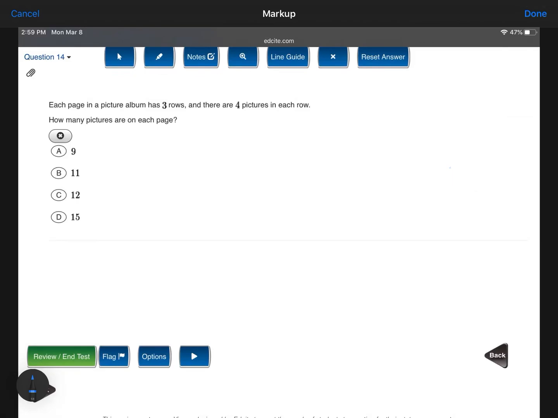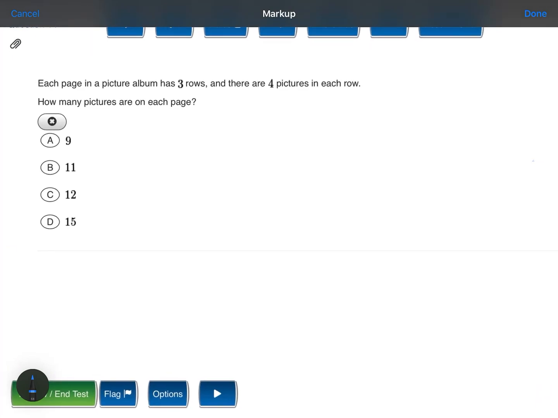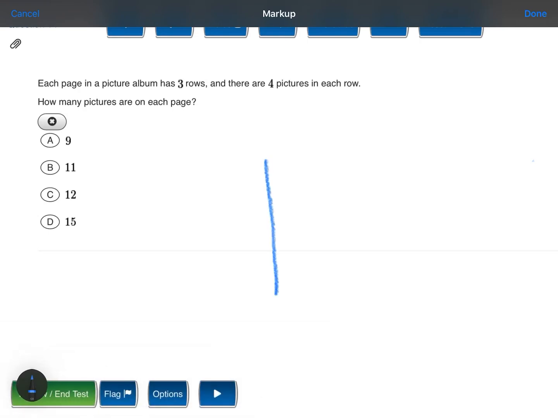Each page in a picture album has 3 rows, and there are 4 pictures in each row. How many pictures are on each page? So the easiest thing to do for this would actually be just to make a picture. Draw it out. Sometimes we don't want to take the time to draw it out, but it's really easy.